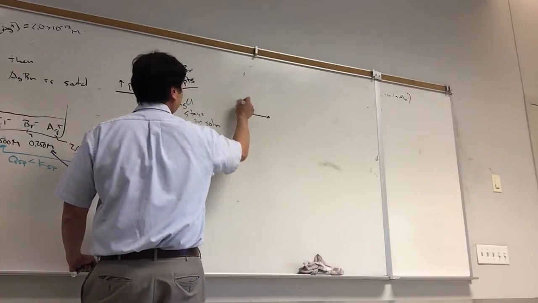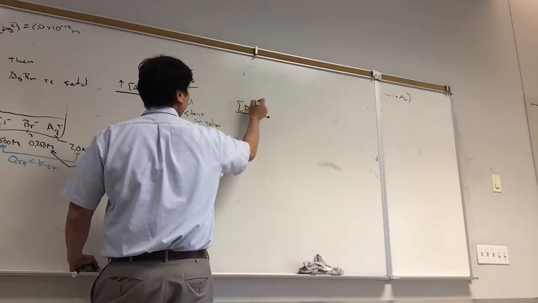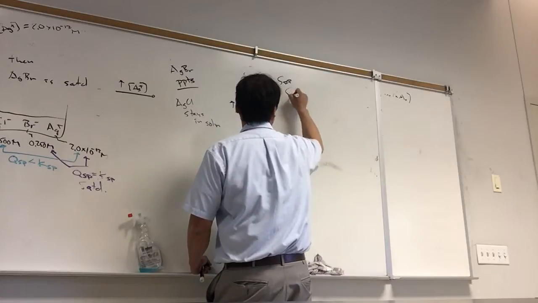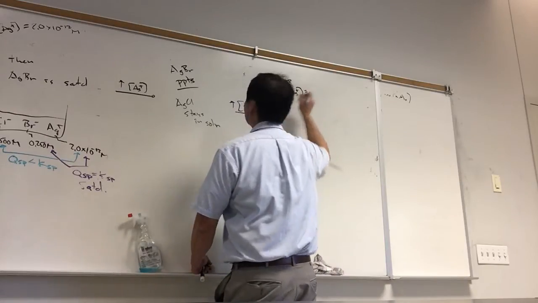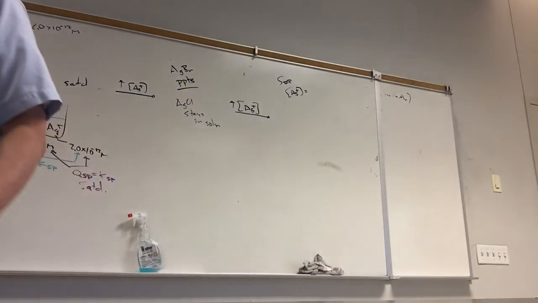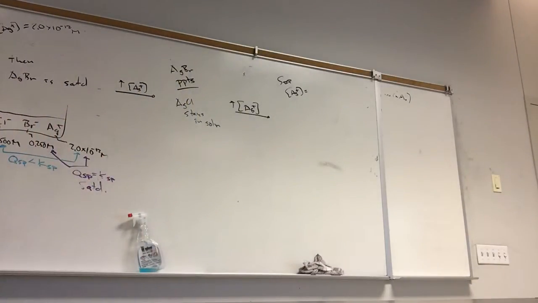Until I keep increasing it, and then I need to stop at a silver concentration equal to, what was the silver concentration required for the silver chloride?